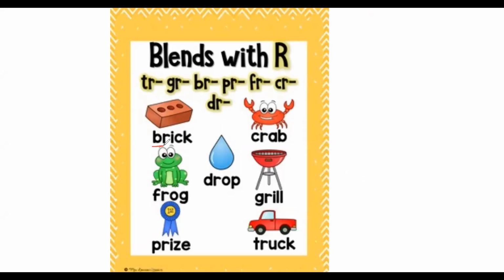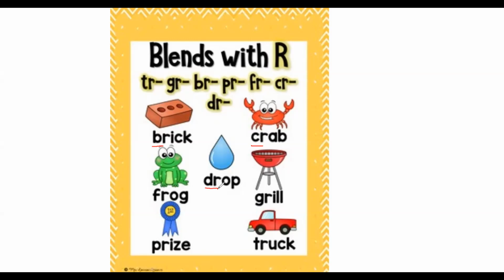I will say every word one time and you will repeat it after me. So BR makes the sound brr. So this is br, ick, brick. Repeat br, ick, brick. Like this. CR makes the sound kr. So the word is kr, ab, crab. Repeat kr, ab, crab. DR makes the sound dr, dr.